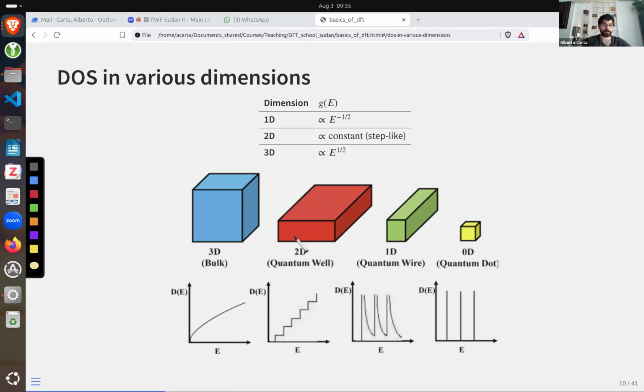For a 2D system, we get constant steps of density of states. So we get things that are flat for a bunch of energies, and then you get jumps. For a 1D system, for example a quantum wire, we get something that goes as 1 over the square root of the energy, and this corresponds to these big spikes in energy that you see here, and these are called Van Hove singularities.